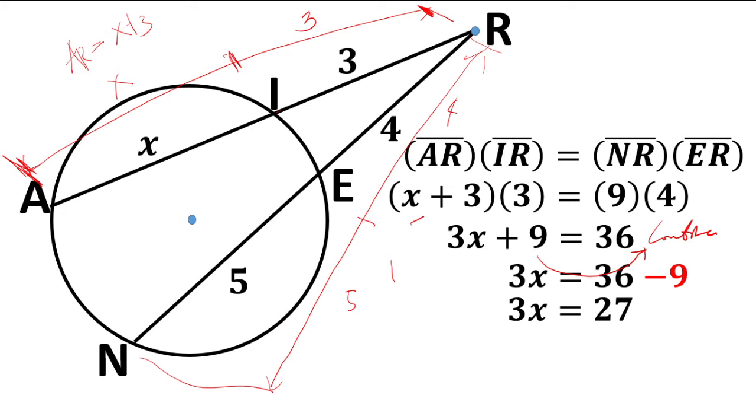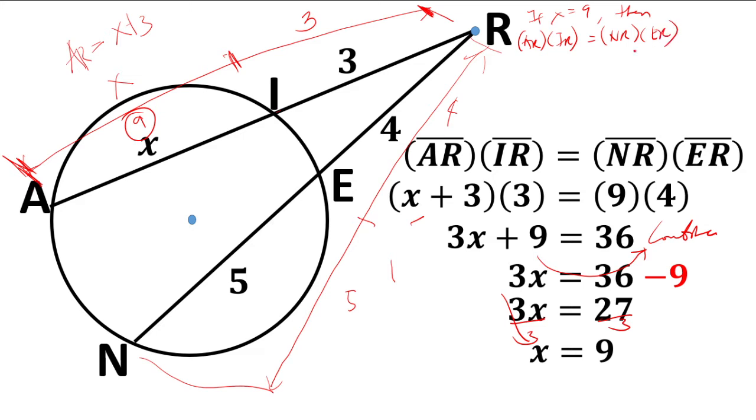Now, to get the value of x, divide both sides by 3. Cancel out. X now is equal to 9. Because 27 divided by 3 is 9. So, checking tayo. Kung si x daw ay 9. Okay? If x is equal to 9, then AR times IR is equal to NR times ER. So, AR is 9 plus 3, 12.